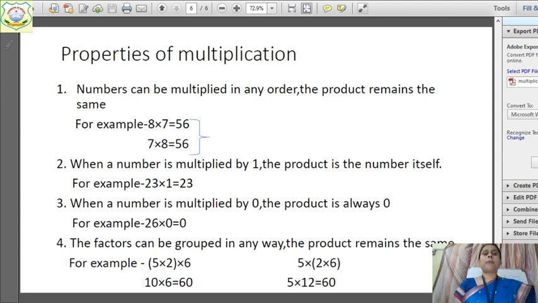We have learnt about parts of multiplication. We have learnt about properties of multiplication. So what you have to do, children, is write parts of multiplication and then write properties of multiplication clearly in your notebook. You can see it is given in this page. This is the page of properties of multiplication. You have to note down all these 4 properties clearly in your notebook along with the examples.